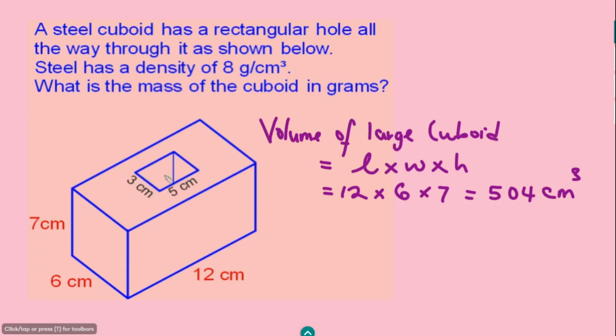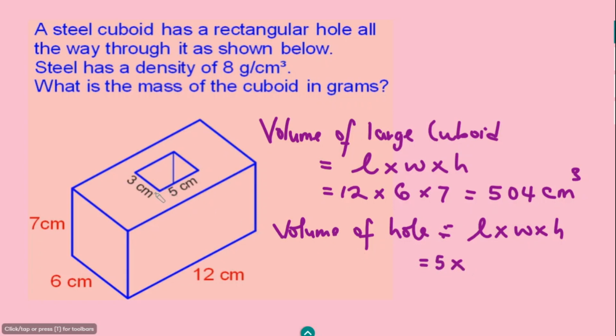Next, I'm going to find the volume of the hole inside. The volume of the hole can also be calculated with the formula length times width times height. This time, the length of it is 5 and the width is 3, and the height will definitely be the same height here, which is 7. If you multiply this out, you're going to have 105 centimeters cubed.